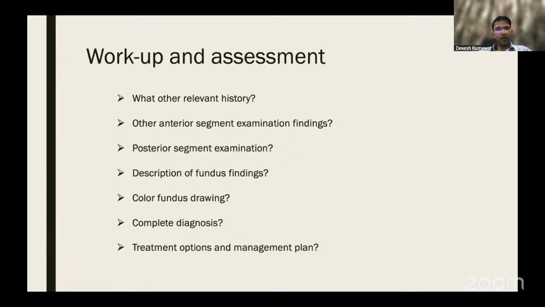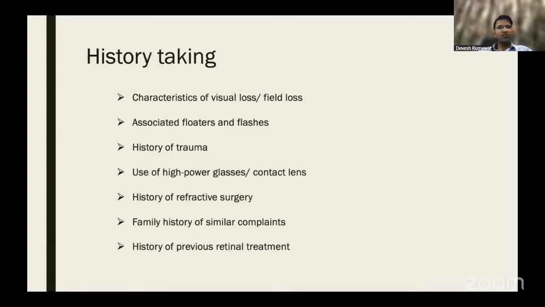So in the history taking, if such is the case, then you have to take the history of the vision loss. That is, how did the vision loss progress? Is it sudden onset or insidious onset, painless, painful? Is it minimal, mild, moderate, or profound? Then does the patient have a field loss associated with vision loss? Were there any flashes or floaters associated with vision loss? So usually in retinal detachments, flashes and floaters might precede the onset of vision loss. So it is important to take a history of flashes and floaters.